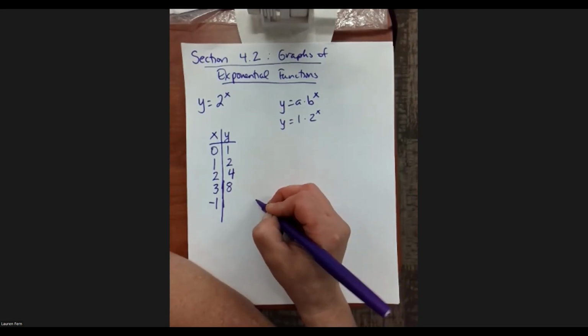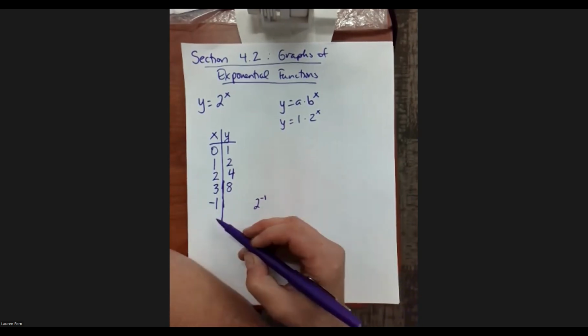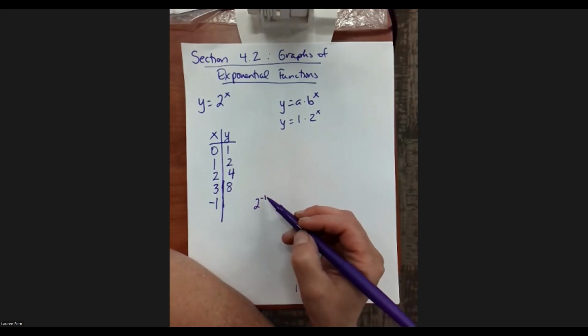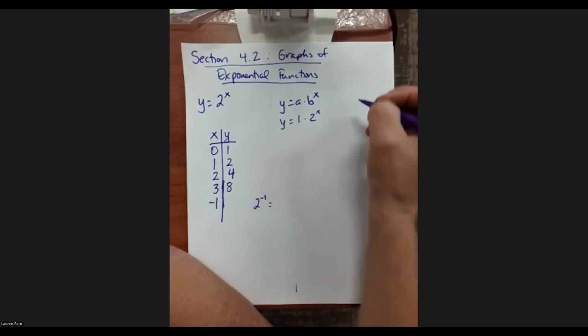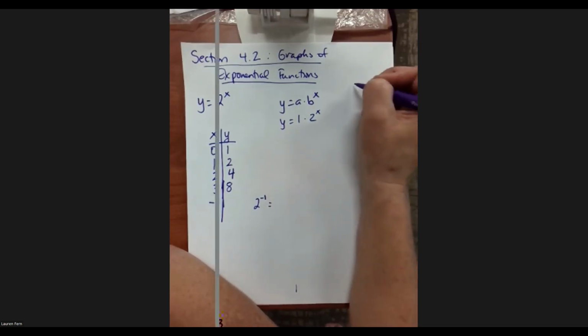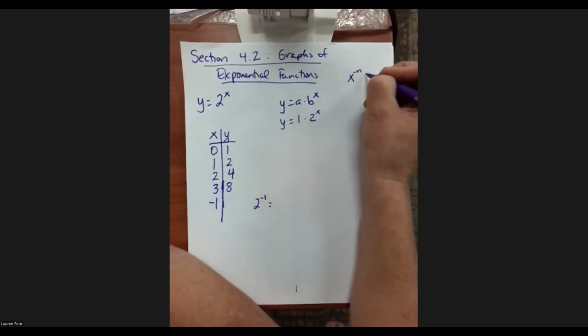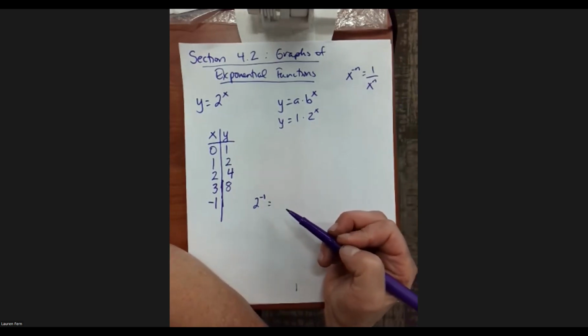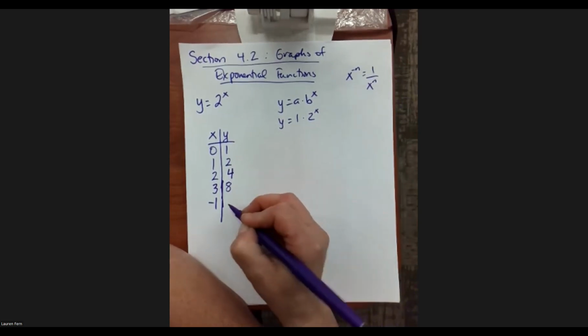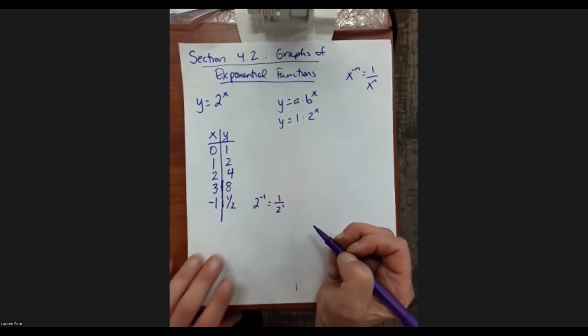Okay, now I'll actually write this out just to get you in the swing of it. If I plug in x equals -1, I have 2 to the negative first power. How do I make my exponent positive? You bring it down to the denominator. Remember the property of exponents, x to the negative n is 1 over x to the n. If you forgot that property of exponents, remember it now. So this is the same as 1 over 2 to the first, or 1/2.